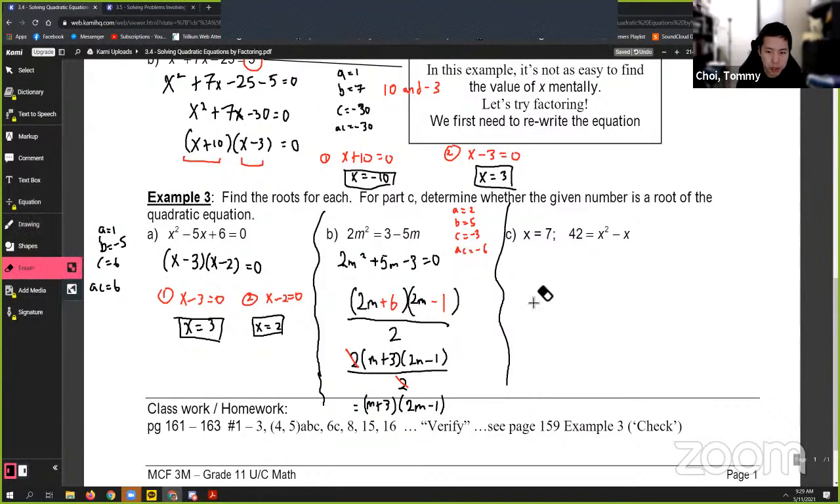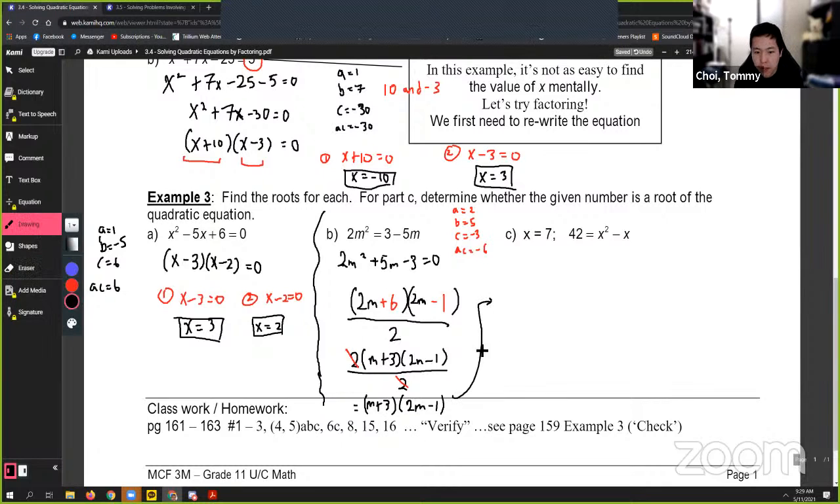I'm just going to make some extra space here. So once we have that, we can set our two brackets equal to 0. We have m plus 3 equals 0, which gives us m is equal to negative 3. And the second one is 2m minus 1 equals 0, which gives us 2m equals 1, which gives us m equals 1 over 2. Okay?